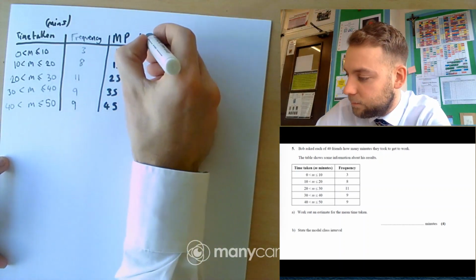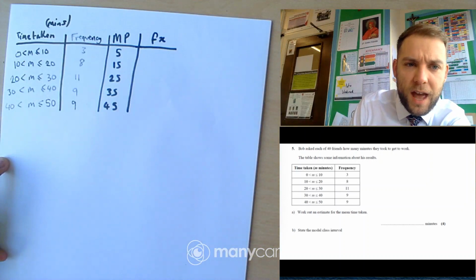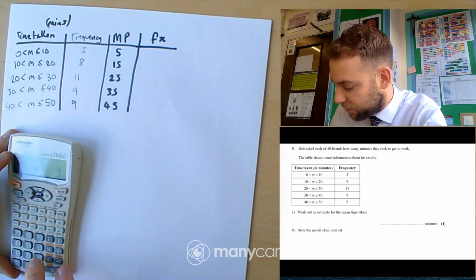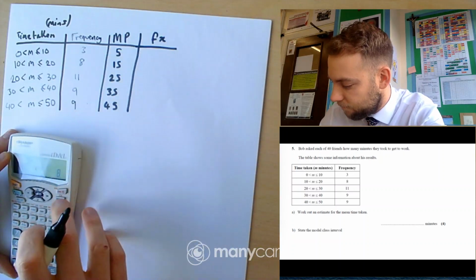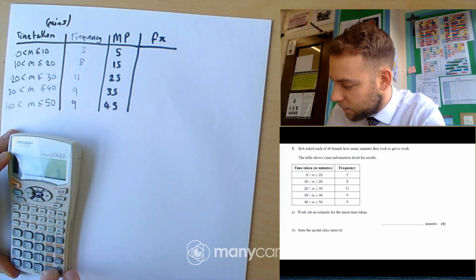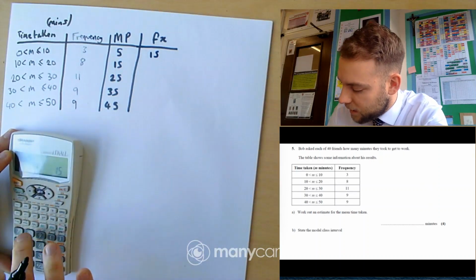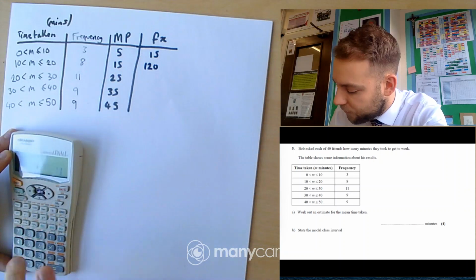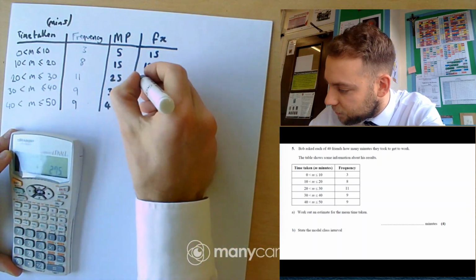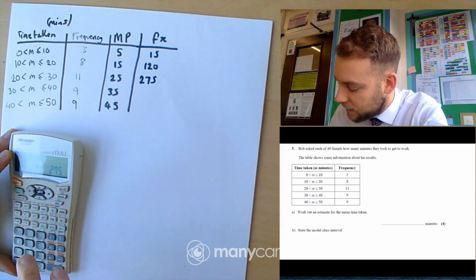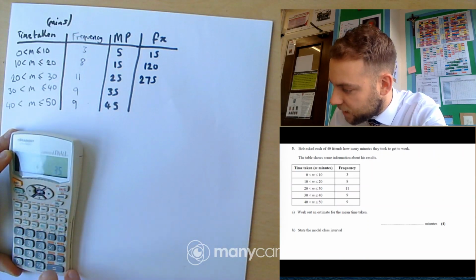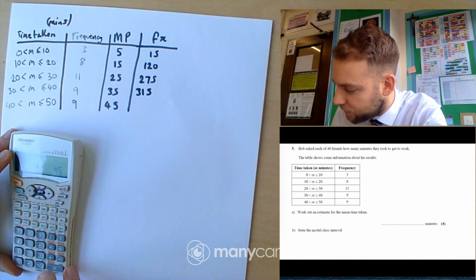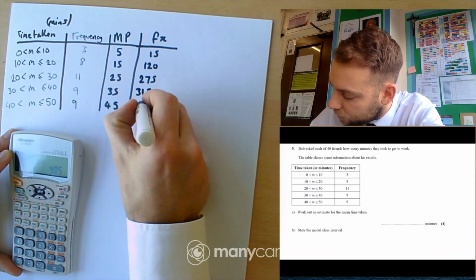We also need the fx column. So the fx column is equal to your frequency times by your midpoint. So in this case, 3 times by 5, which is equal to 15. 8 times by 15, which is equal to 120. 11 times by 25, which is equal to 275. 9 times by 35, which is equal to 315, and 9 times by 45, which is equal to 405.